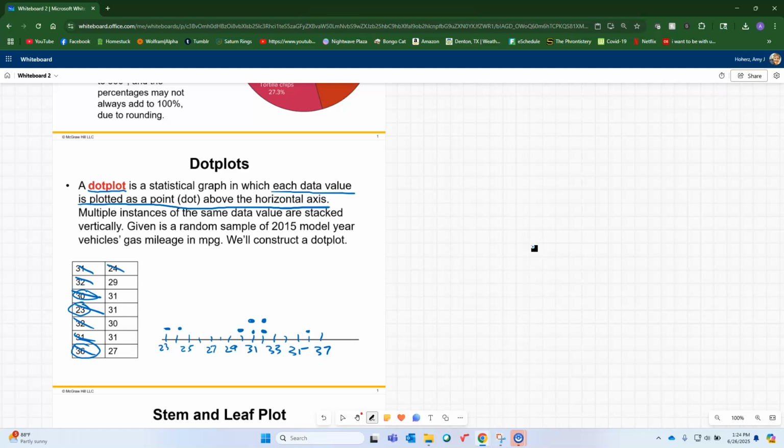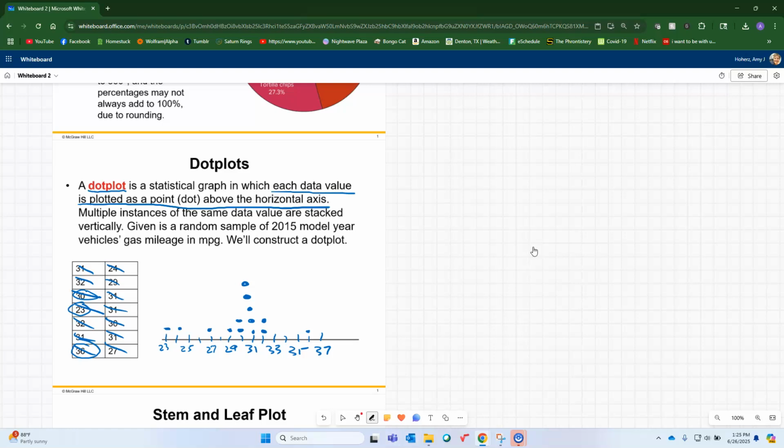24, 29, 31, another 31, 30, and 31 again, and 27. So you can see from this that we have a really large grouping of data values from 29 to 32. So that's definitely the most common.